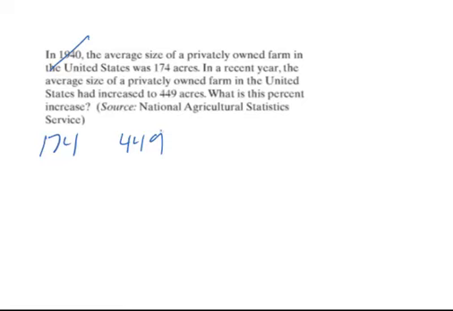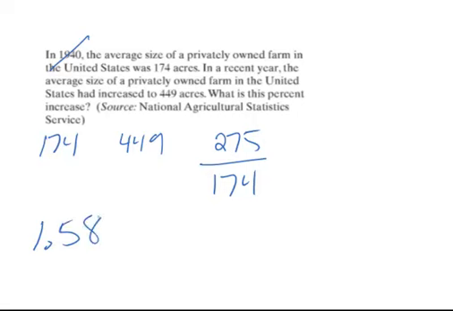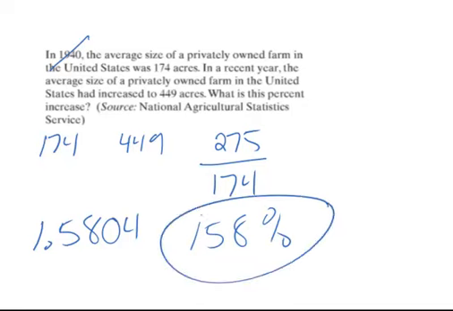So I want to know how much it went up by. 449 minus 174. It went up by 275 acres. I take that number, divide it by 174. Okay. Again, I'm coming up with a decimal, so let's go ahead and round this. So the number that I'm coming up with right now is 1.5804. If I move that 2 spaces over, that's going to give me 158%. I can round it because the number there is a 4. It's not going to change that 0 to a 1.